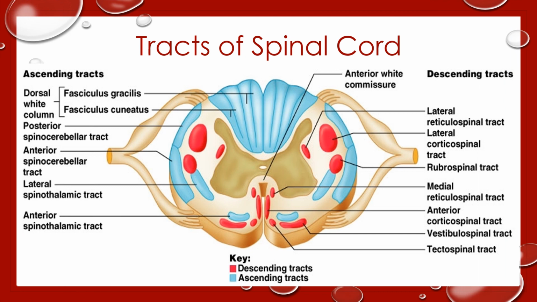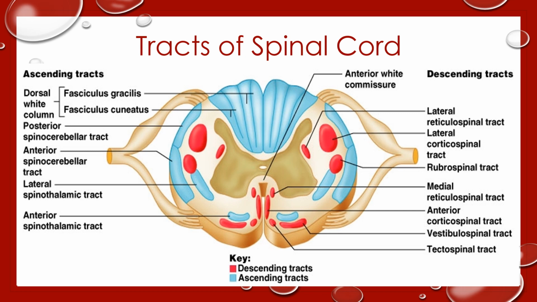Tracts of the spinal cord. The spinal cord is a place where the ascending and the descending tracts are transmitted. So the sensory information carried by the ascending tracts from the receptors to the higher center goes here, and the descending tracts, which give information from the brain to the effector organ, also cross the spinal cord.